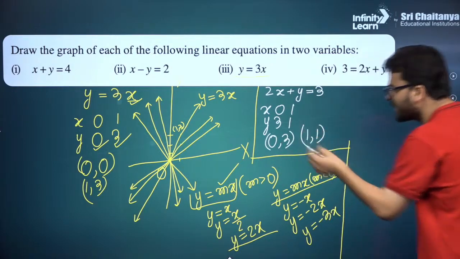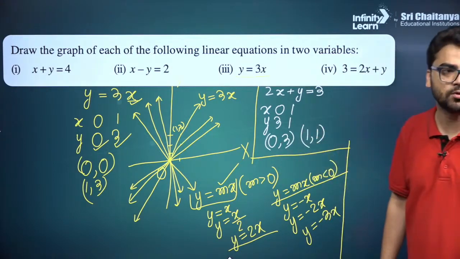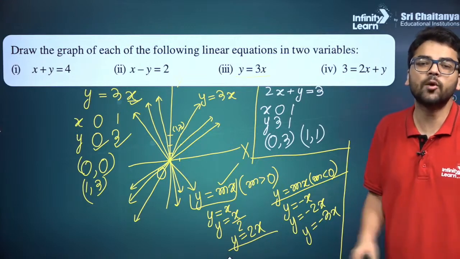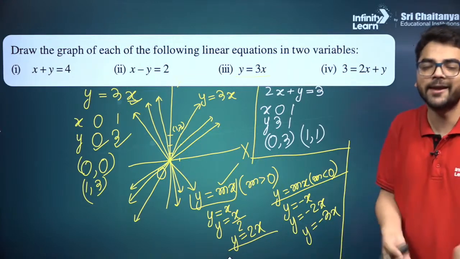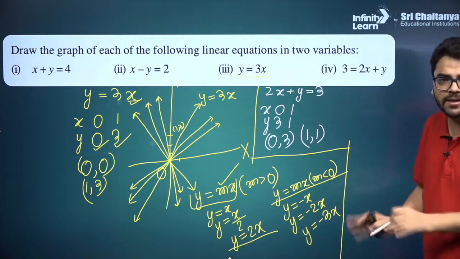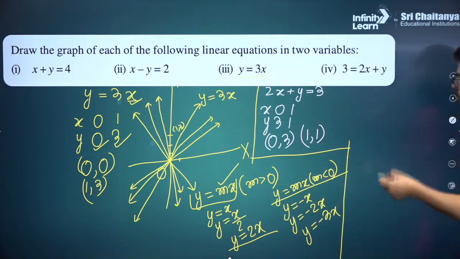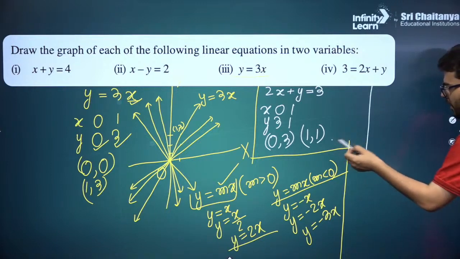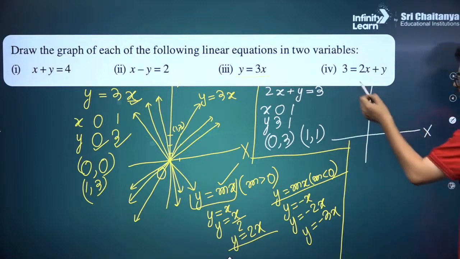It's not that these are the only points which can be used. There can be an infinite number of such points, right? But according to me, we are getting these 2 points, so we have to plot 0, 3 and 1, 1. Let's do that. Very simple.